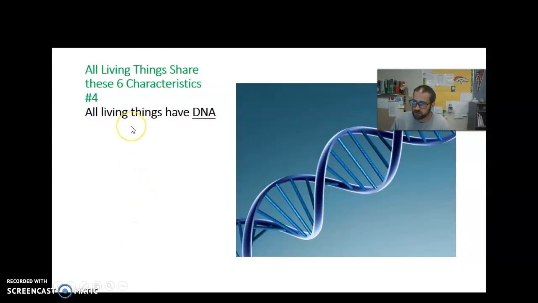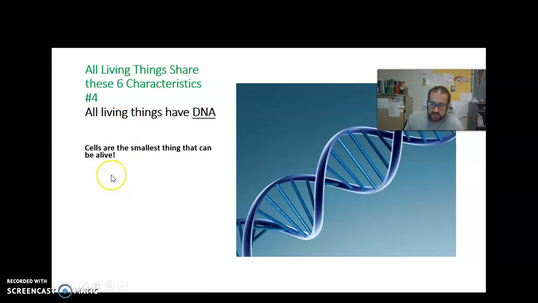Number 4 on our list. So all living things have DNA. So that's deoxyribonucleic acid. Don't worry about memorizing that. Just know DNA. Okay, so as of now in science, cells are the smallest things that can be alive.